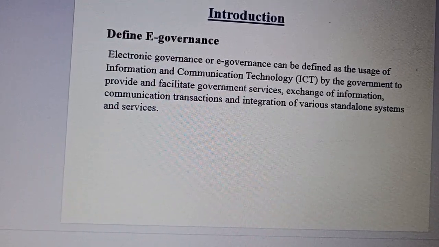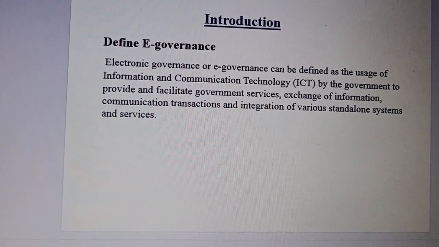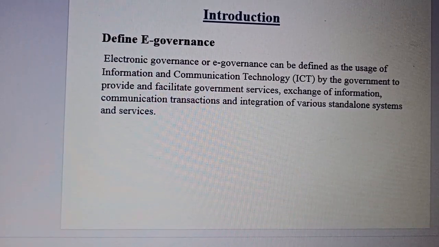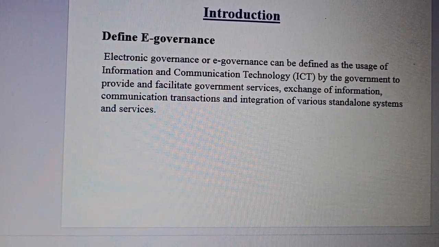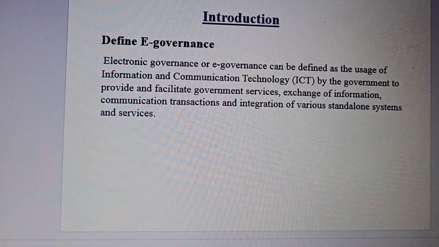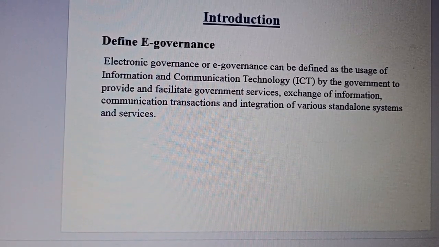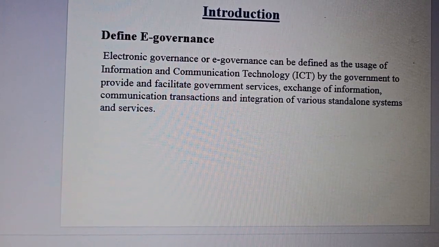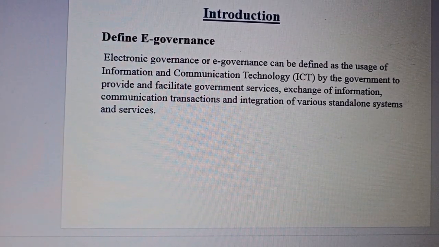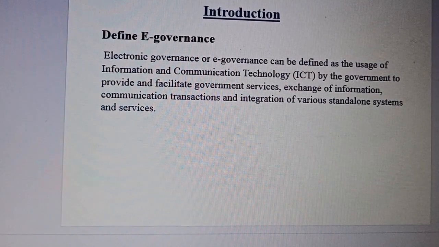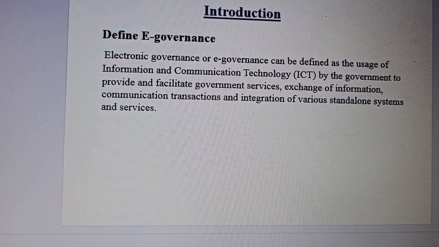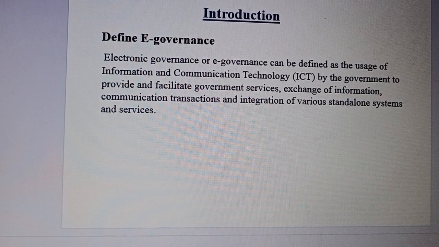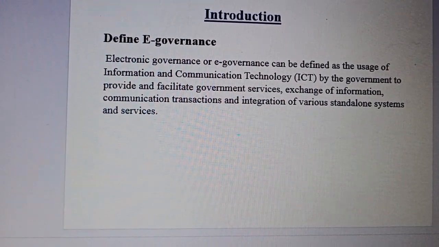So e-governance means electronic governance, that means all online work from the government, including some online transactions, banking, Google Pay application or Phone Pay application. In that case we can use all online work in the e-governance application.